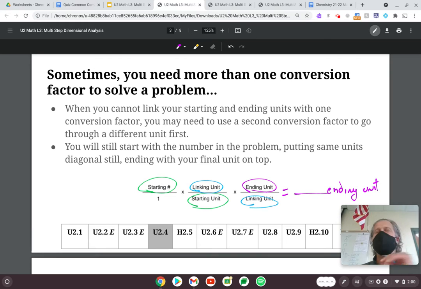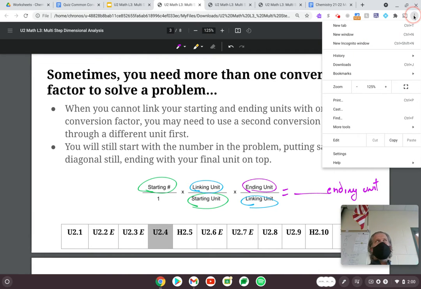Okay. Now, the issue here is that sometimes, like I said, there's no way to get from centimeters to miles within just one step.